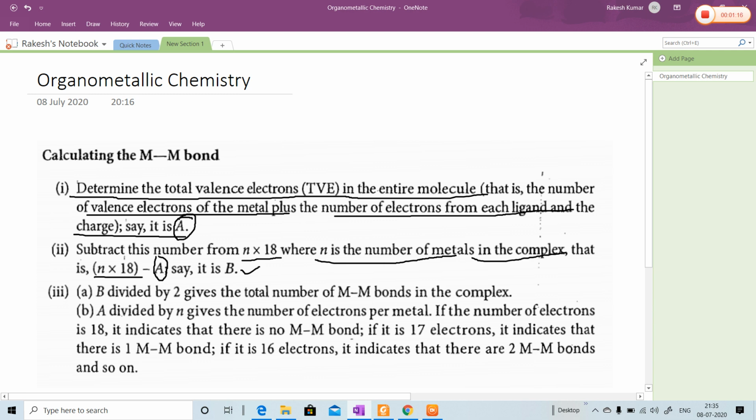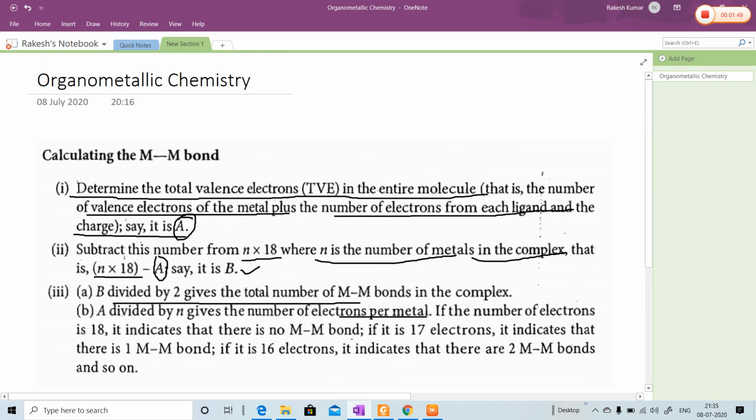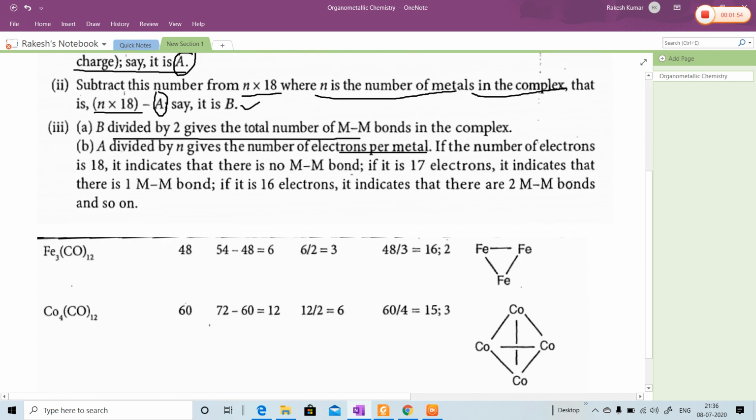In the third step, this term B is divided by 2, which gives the total number of metal-metal bonds in the complex. Whereas when we divide A, the total valence electron, by the number of metal atoms, it gives the number of electrons per metal. So these are the three different steps which are used to calculate the metal-metal bond in the complexes.